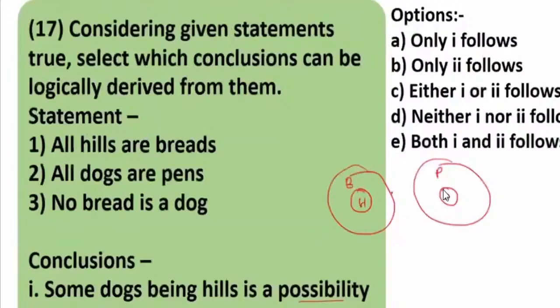Conclusion: some dogs being hills is a possibility. Bread and dog cannot be connected. So hill comes under bread. So hill and dog can also never be connected. So this is never going to happen. This is not a possibility at all. No hill is a pen. This is a normal conclusion, not a possibility one.